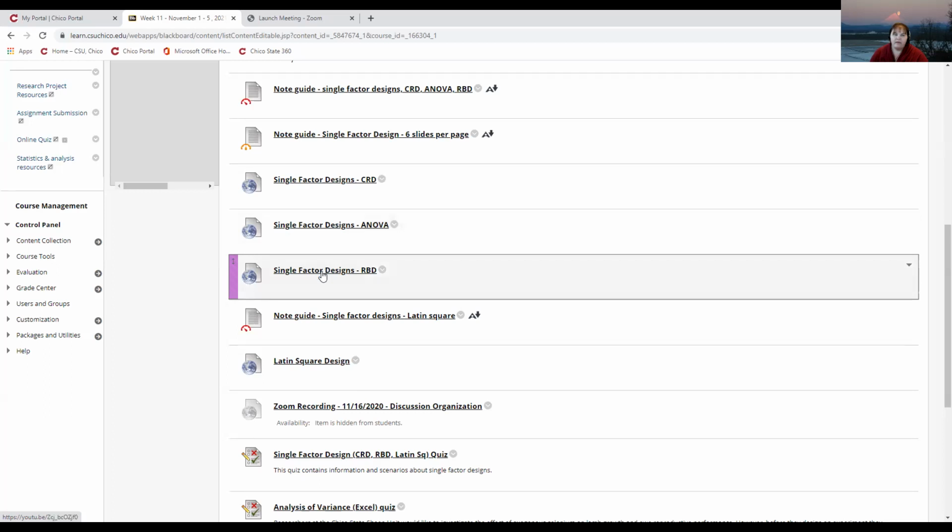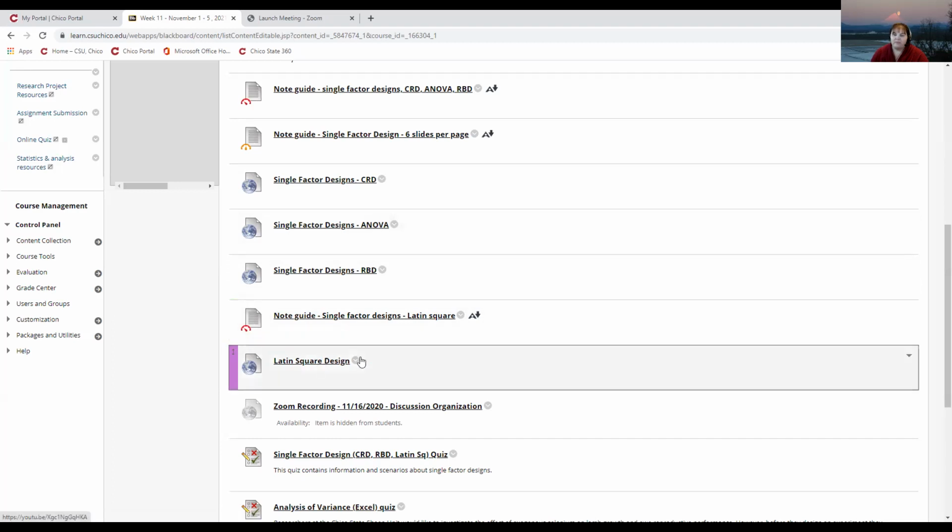There is an individual video about randomized block designs, which are essentially completely randomized designs, but with one more limit put in place that helps us to account for a different source of variation that could show up in the data. And then the third single factor design that you guys are going to get familiar with this week is what we call a Latin square design.